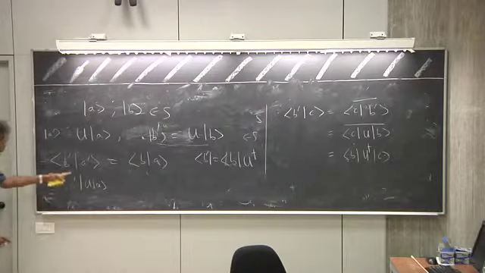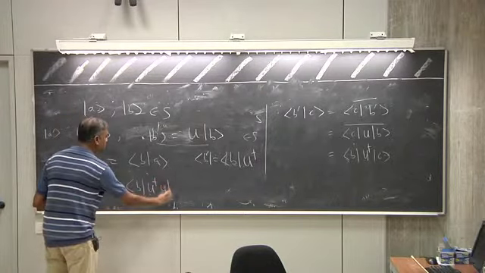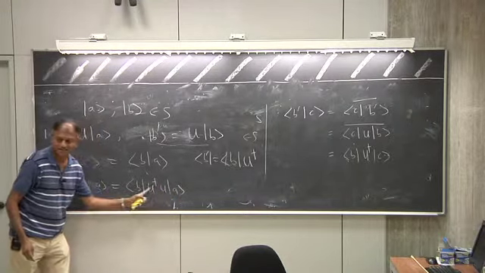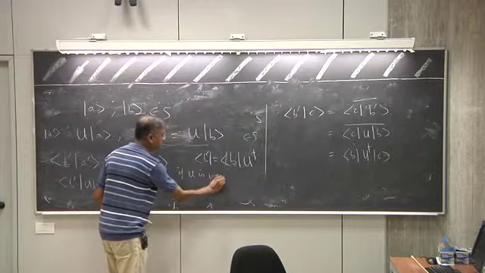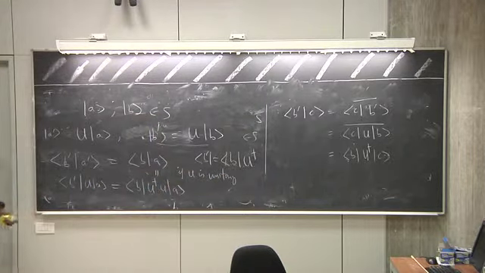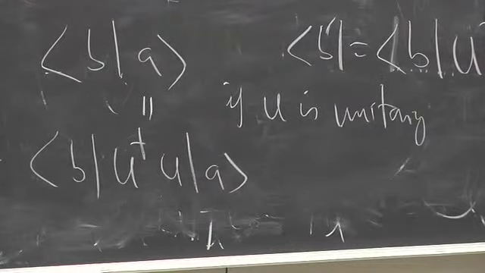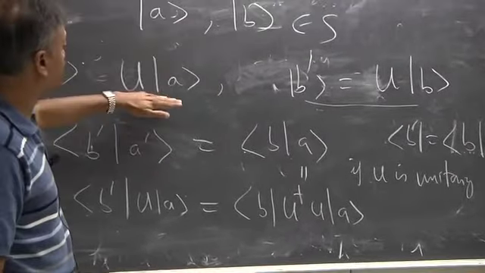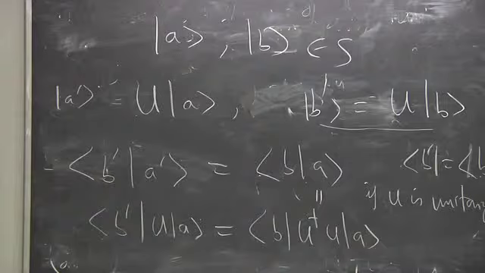So this is equal to that, and this will be equal to B U dagger UA, right? I just replace B prime by that. And if U is unitary, this is the identity, so this is the same as that. This is a very important property of unitary operators: when you apply them on the states, the inner products remain invariant. In particular, the norm, the length of the state, remains invariant. The length of A is the same as the length of UA. This is a very important property of unitary operators.